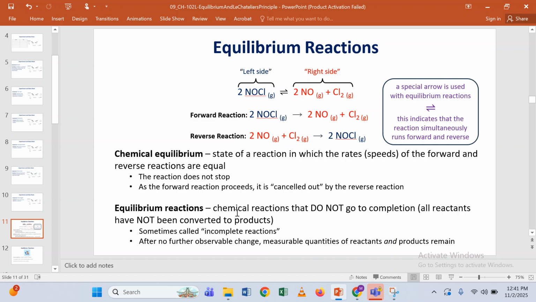So these are chemical reactions that do not go to completion. All the reactants have not been converted to products. This is also known as an incomplete reaction. So this reaction, as you can see, goes both ways. The NOCl turns into NO and Cl2, and at the same time, Cl2 is linking up with NO to give us NOCl. So it goes back and forth.